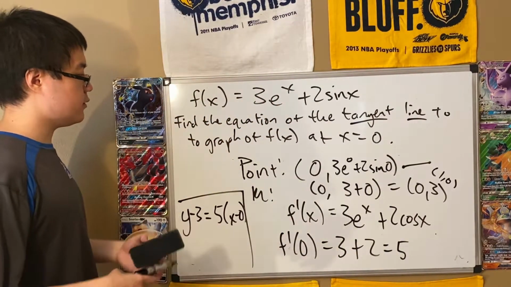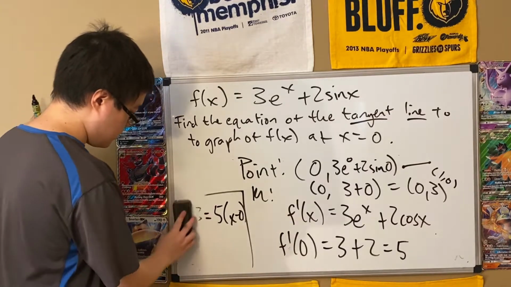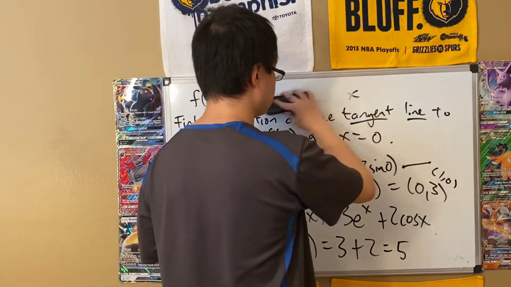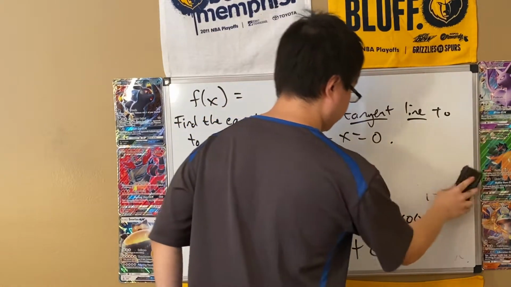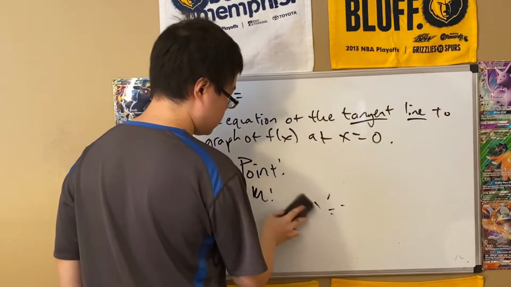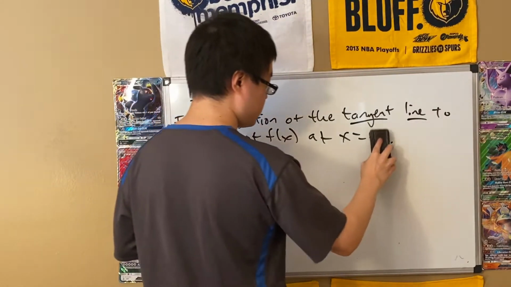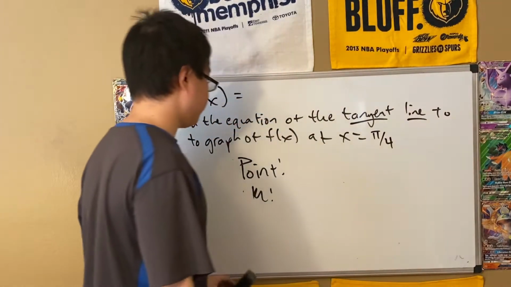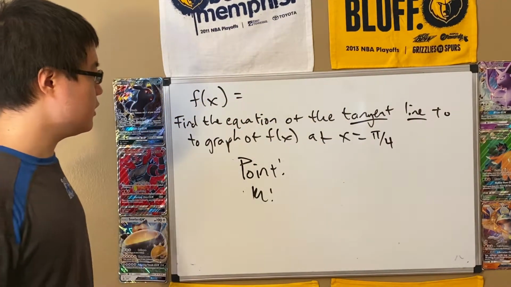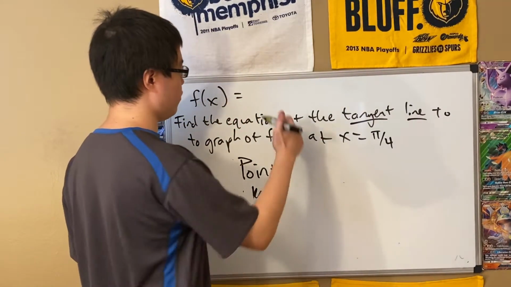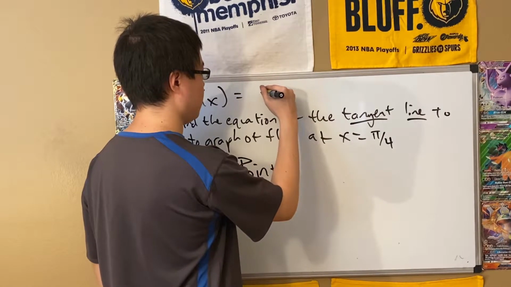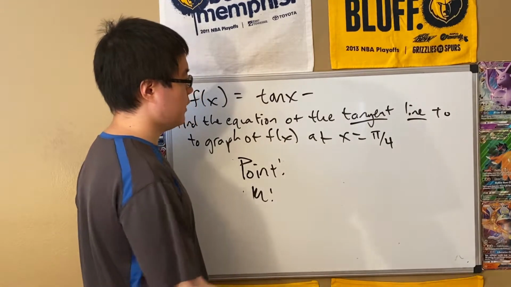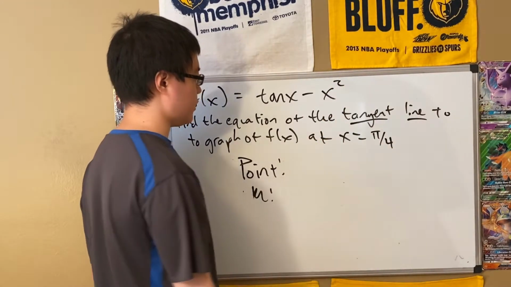So let's practice again. Let's do a question a little bit harder. So I'm going to erase this. We're going to erase this. Let's keep it somewhat simple, but somewhat not simple, if that makes sense. Let's change this number to pi over 4. And let's try to find the equation of the tangent line to a new function. Let's try tangent x minus x squared. So nothing too crazy.